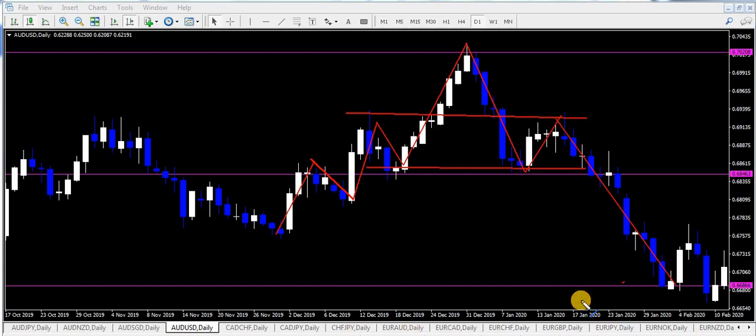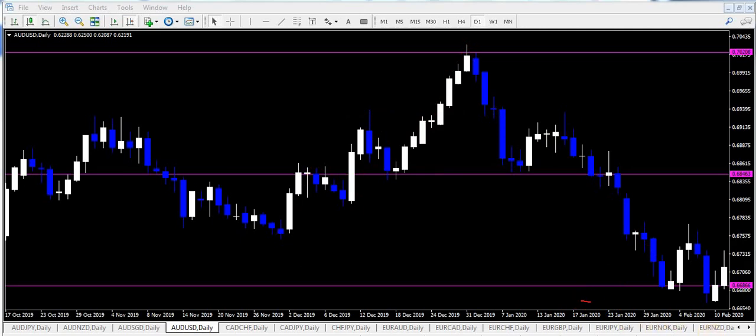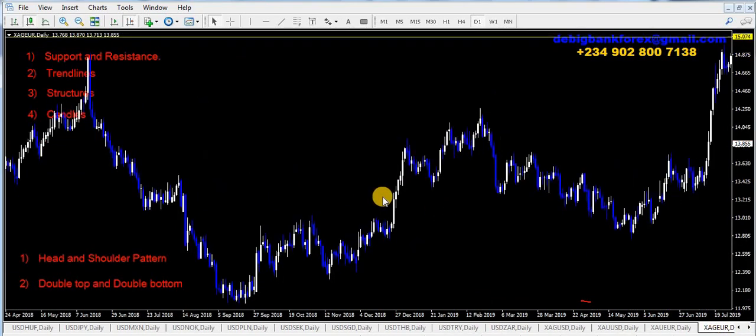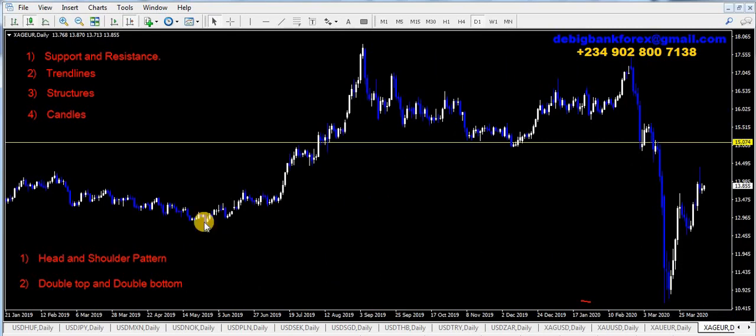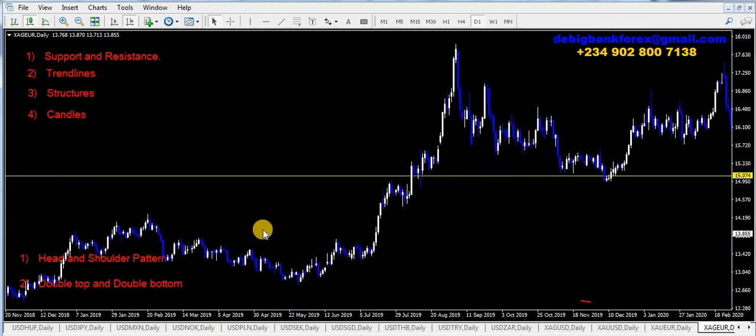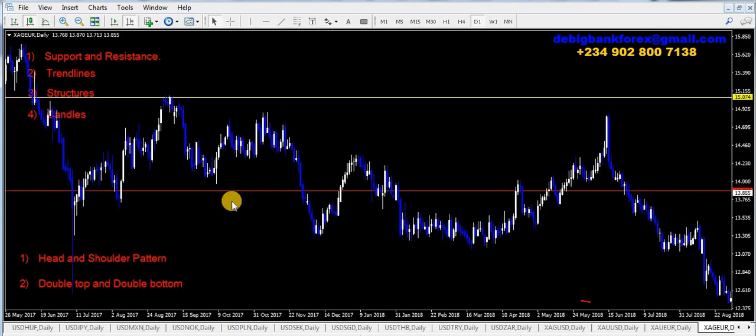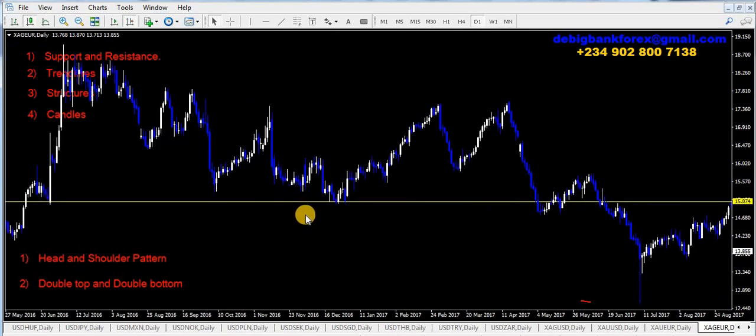Let's go back to the pair I was using to explain price action to you guys, which is the XAG EUR. Now the next pattern I want to show you guys, as I told you, is the double top and double bottom. Now this is how the double top and double bottom works. Many of you would have heard of it. It's kind of common, not like the head and shoulder.